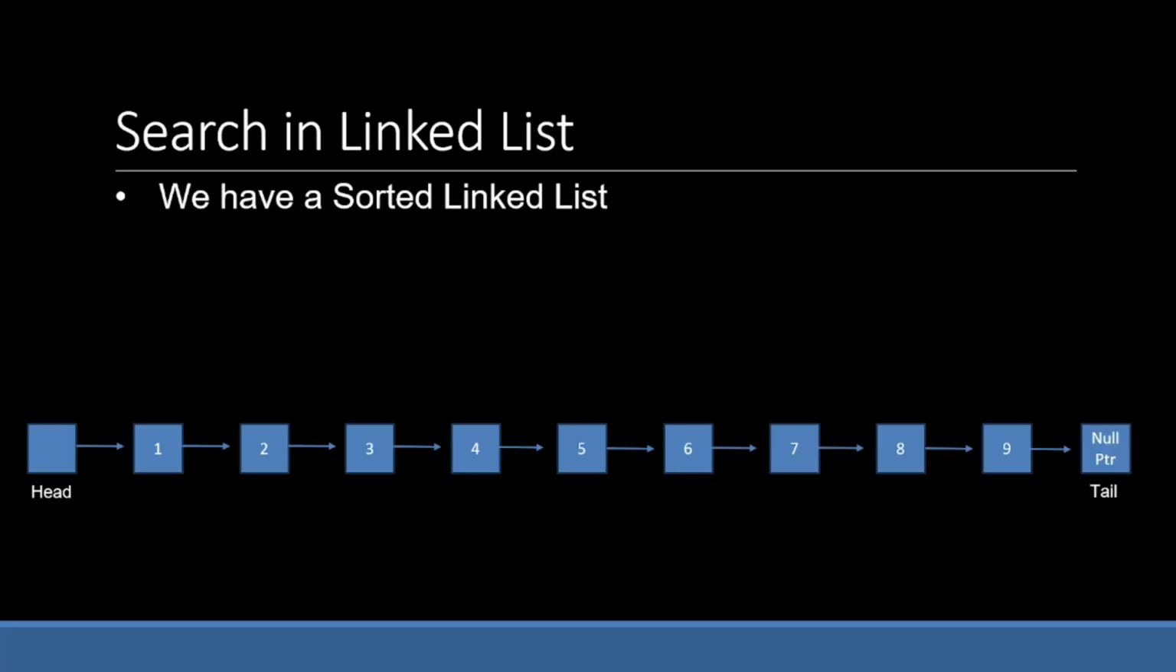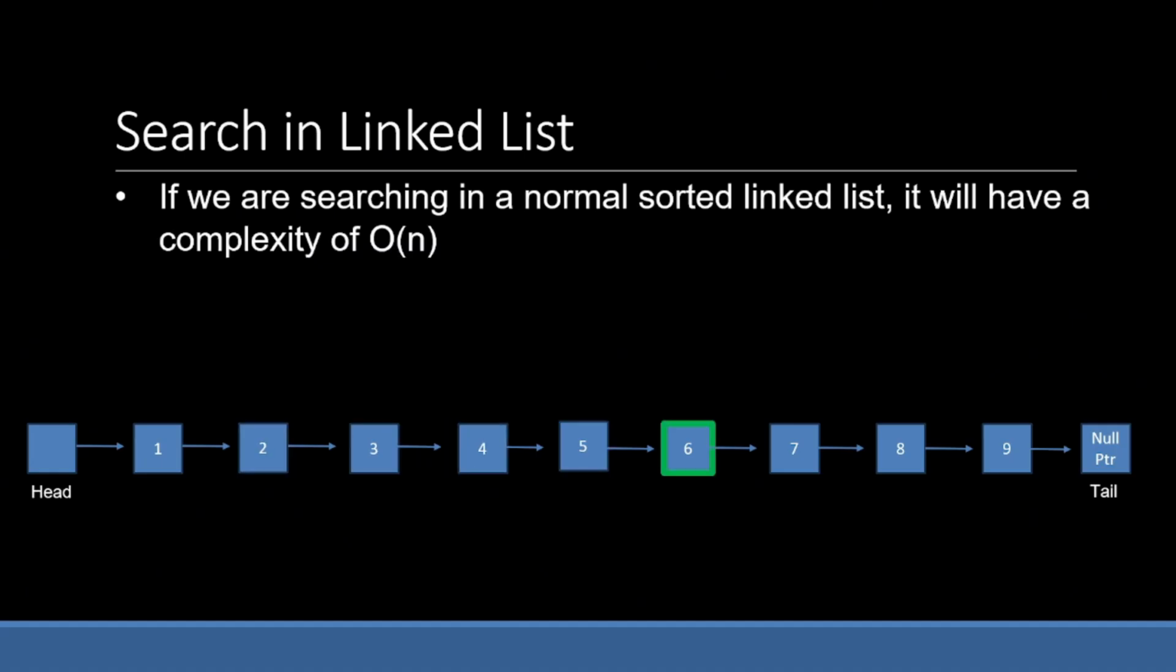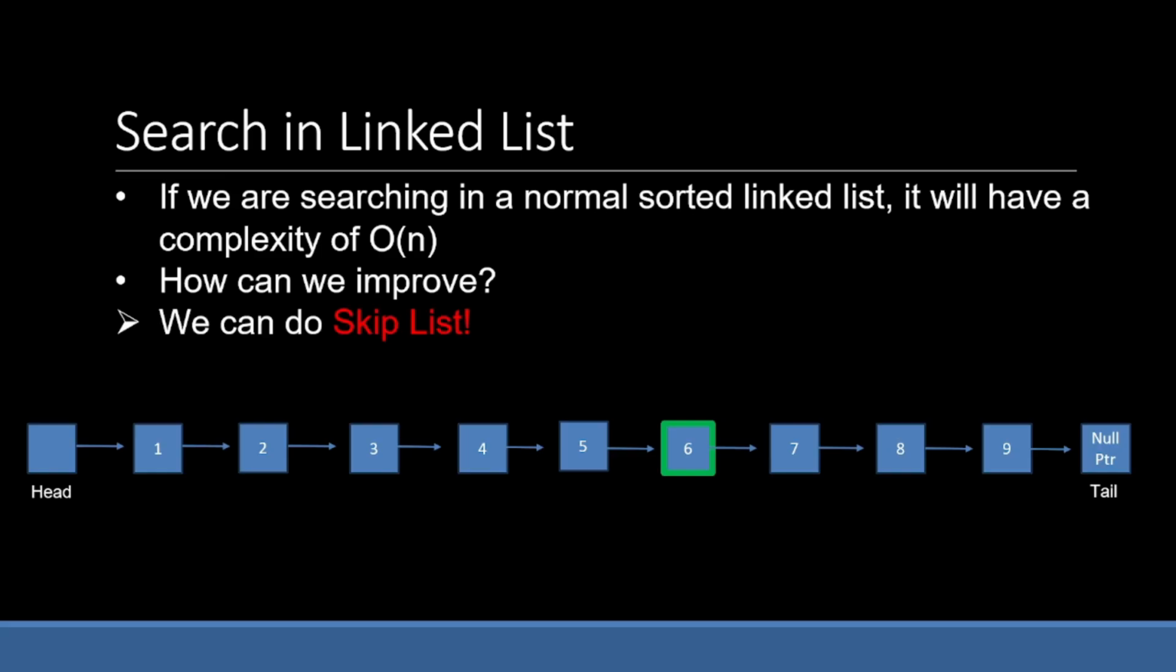First, let's talk about linked lists. If we search in a linked list, for example if we search for 6, we're going to go 1, 2, 3, 4, 5, and 6, and we found it. If we search in a normal sorted linked list, we'll have a complexity of O(n). How can we improve this? The way we can improve this is by using a skip list.